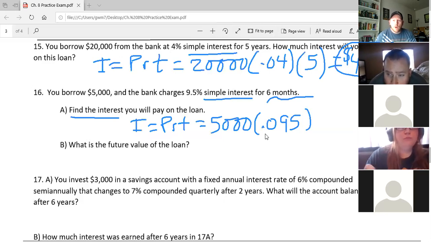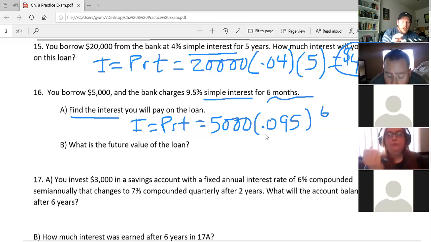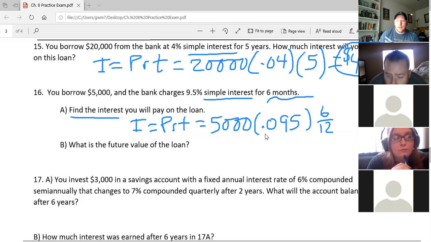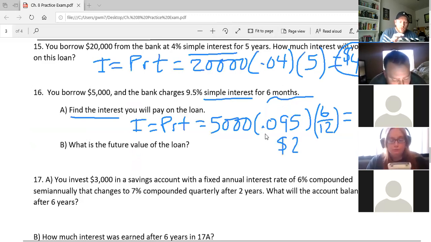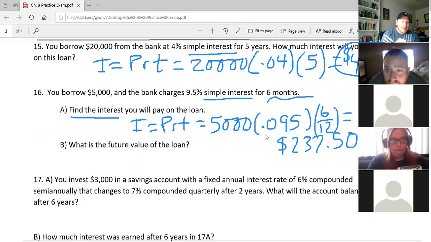So I need to convert 6 months to how many years it is. To do that, I can just take the months and divide by 12 months. Or you can realize that 6 months is half of a year. Either way. When you calculate that, it gets us 237.5 in my calculator. But since it's money, I go ahead and add that last decimal place and get $237.50.